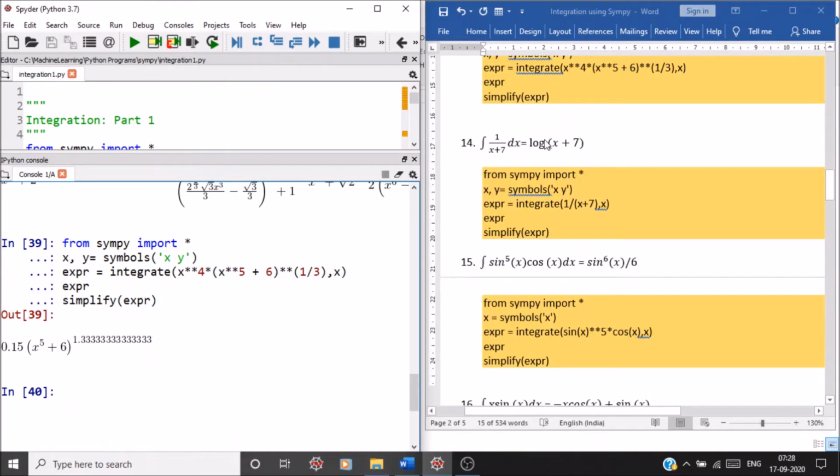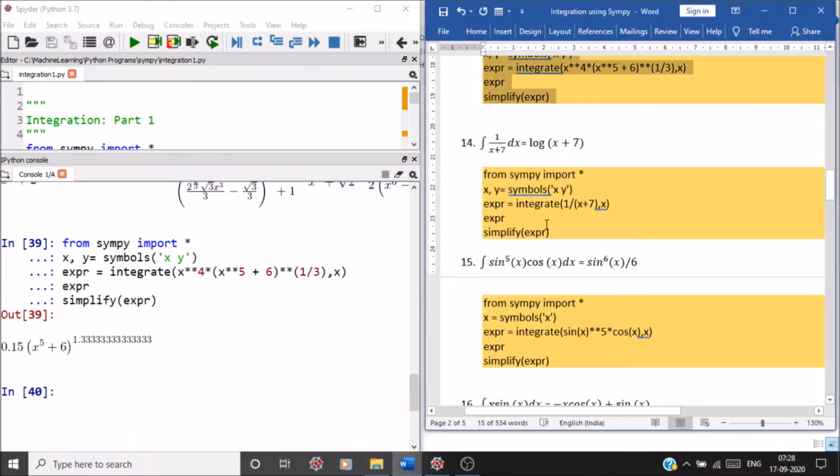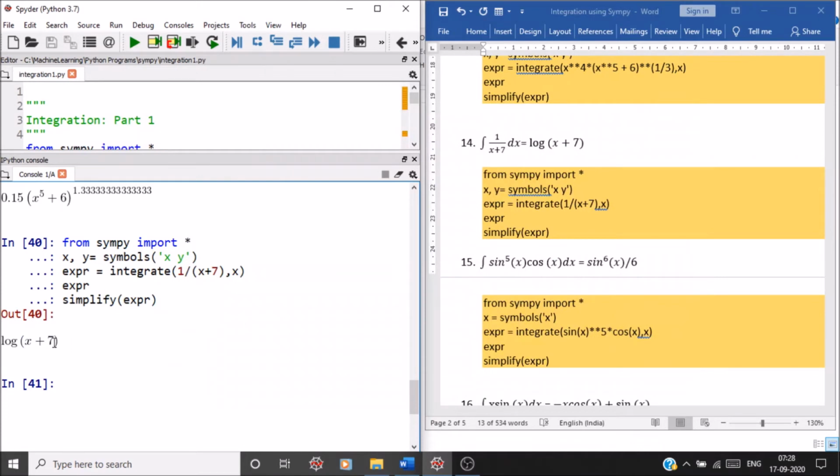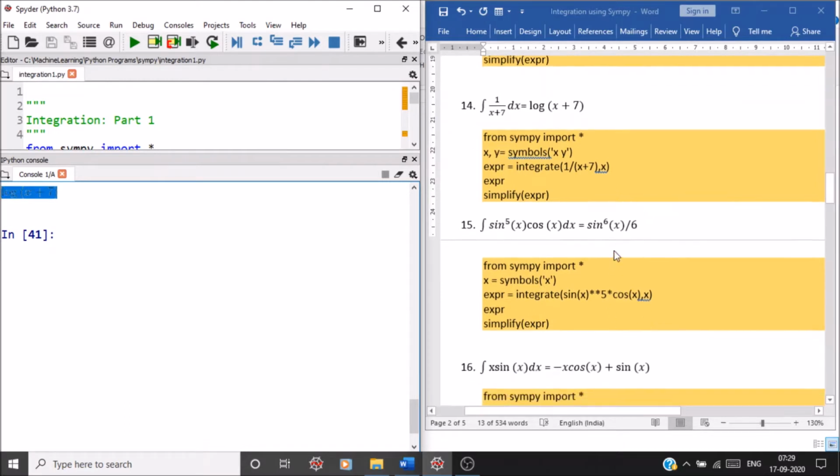We can see another example, integration 1 by x plus 7 dx. So the answer is what? Log x plus 7. So for that you have to execute these lines. Okay, so we can execute it, and you can see here x and y both are symbols, and integrate 1 by x plus 7. Okay, and you can see the result. So here is log x plus 7. So the answer is log x plus 7.